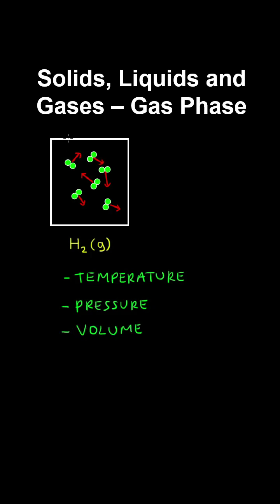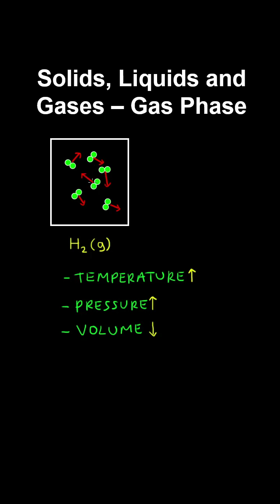So for example, if the container is smaller, then the volume occupied by the gas decreases, and therefore the pressure increases, because the gas particles hit each other and the walls of the container more often. And when the particles interact with each other more often, that causes an increase in the average kinetic energy of the gas particles, and therefore an increase in temperature. And we'll make similar observations when we look at the ideal gas law.